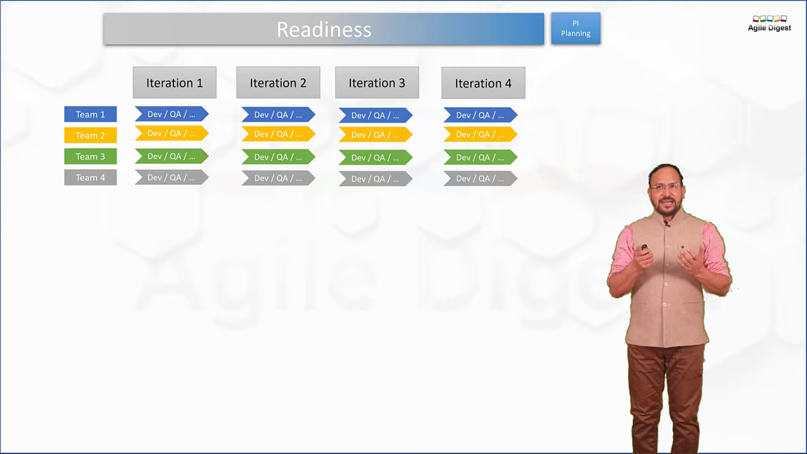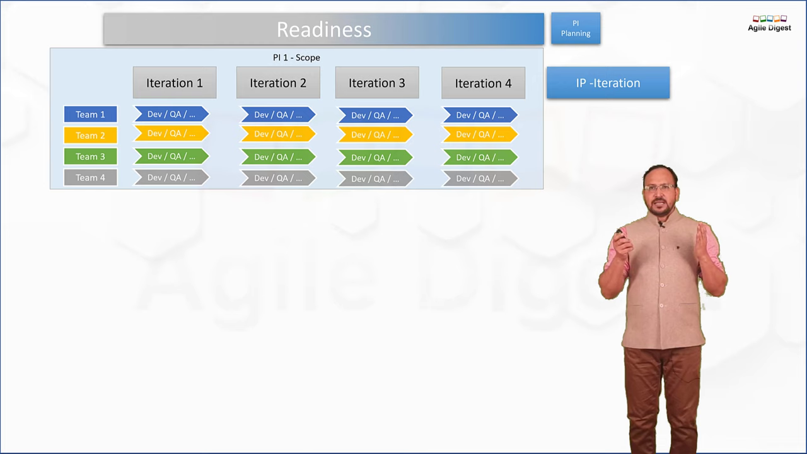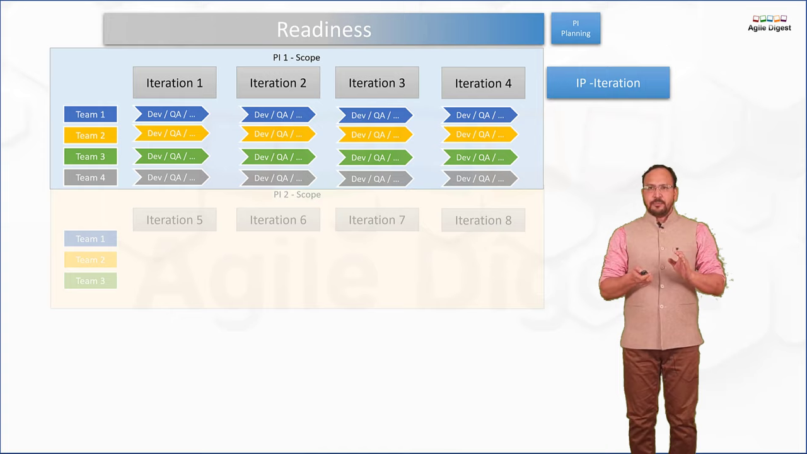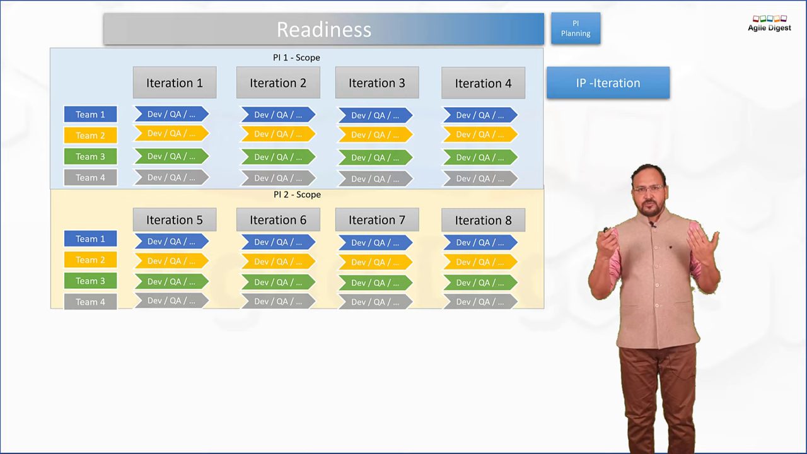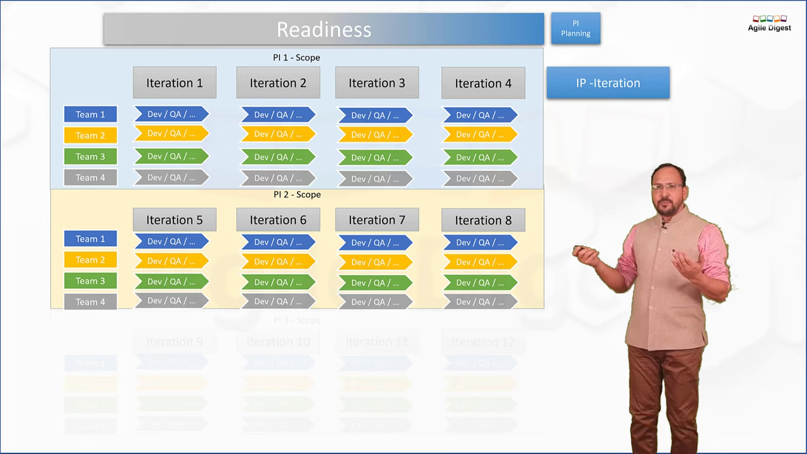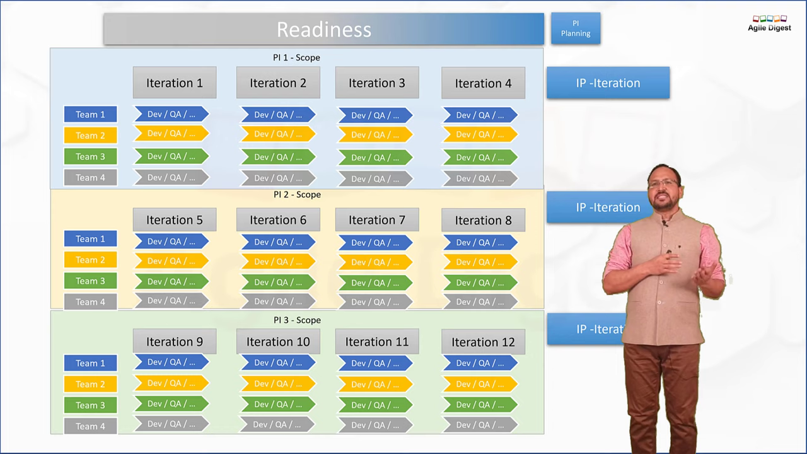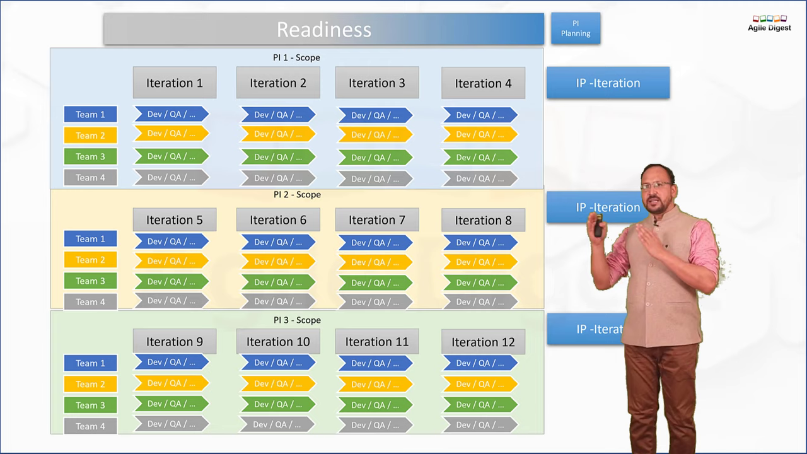So these four iterations are called the PI scope. Whatever the PI scope we have, that's my PI 1, for example. Similarly, I will have one next PI with three or four teams working on iterations 5, 6, 7, 8, and that's my PI scope 2. And similarly, after this, I'll have one IP iteration and start with my third PI. So the four iterations under each PI come before one IP iteration.